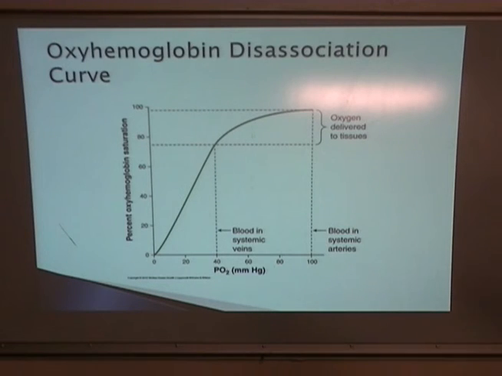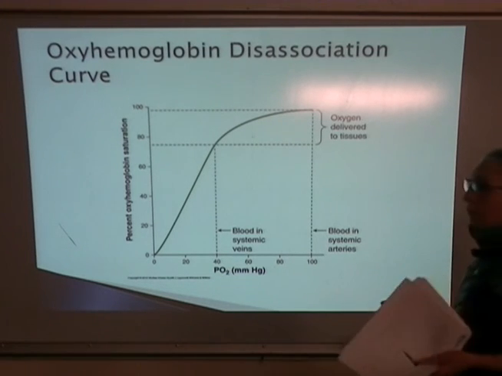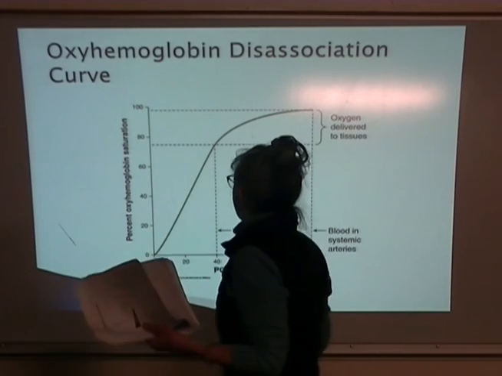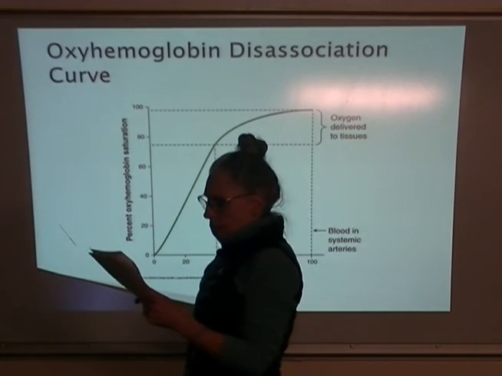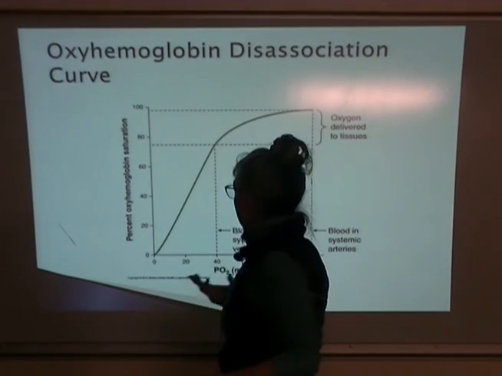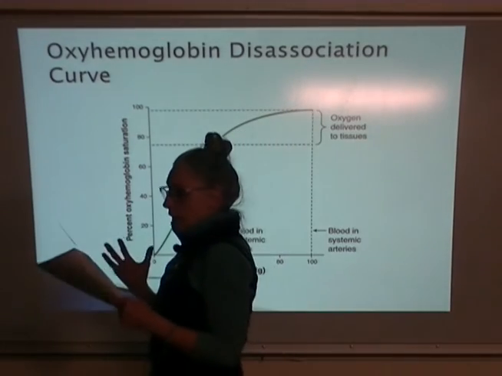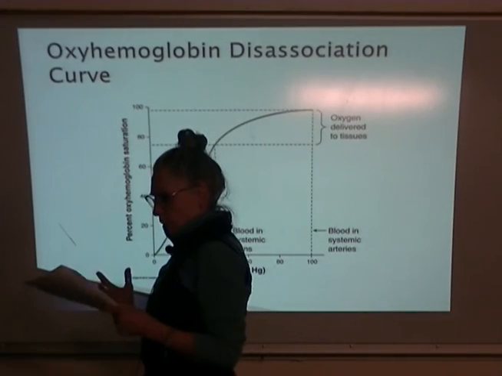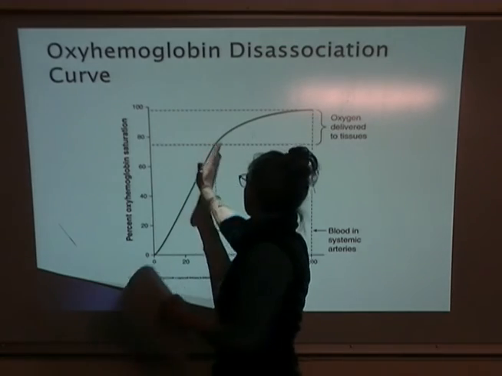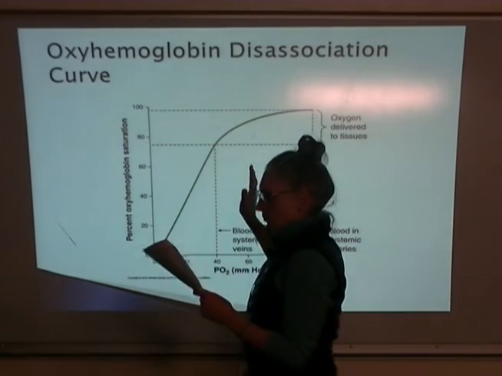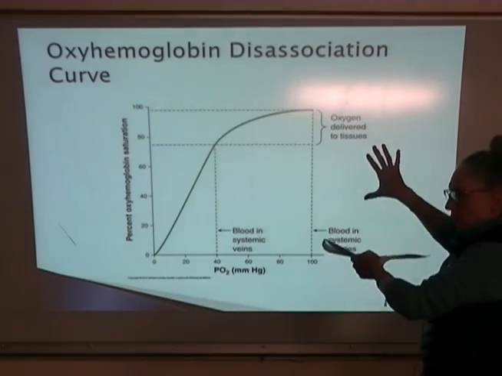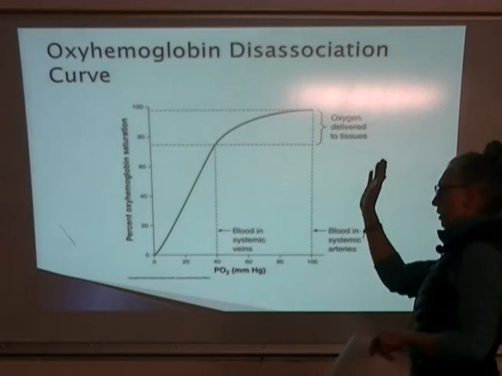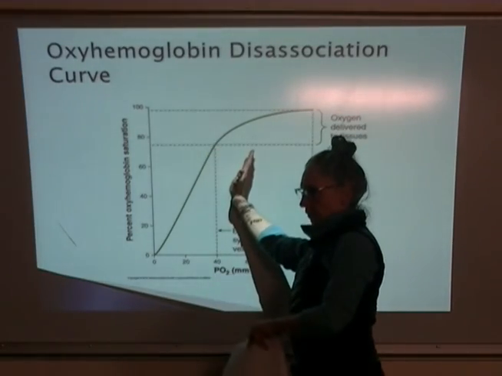Now, this curve is impacted by several factors. The first one is temperature. The temperature effect on the curve: if we get an increase in temperature, the curve shifts to the right. What that means, without worrying about the curve, is we're just going to say the curve moves this way.